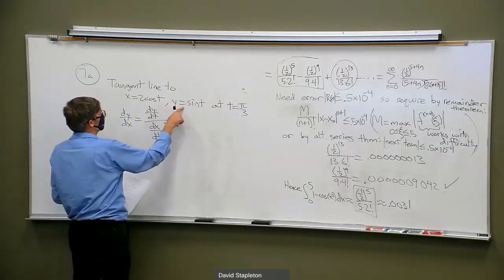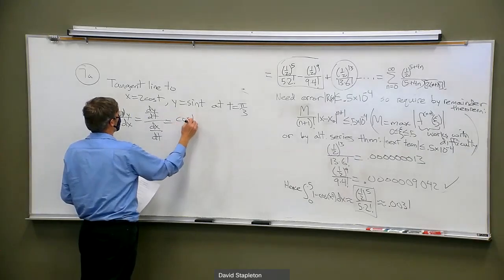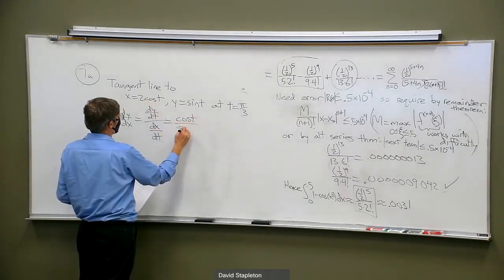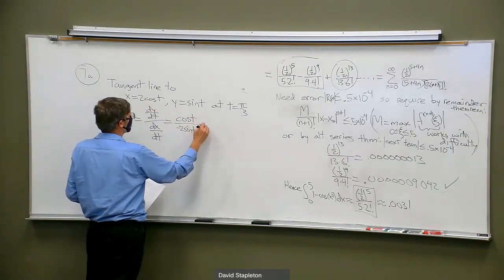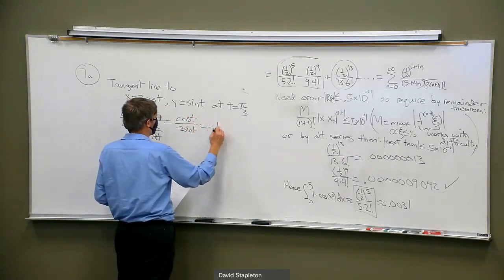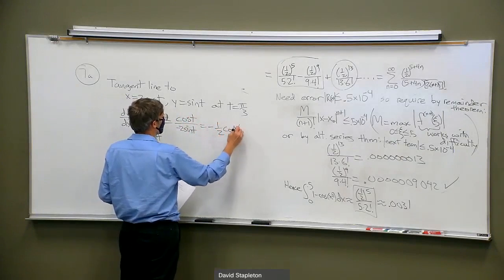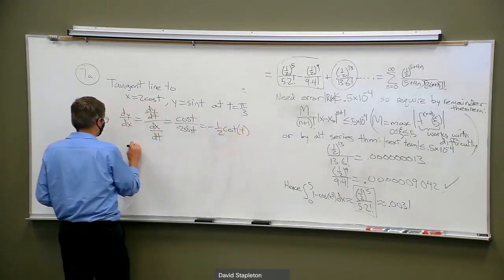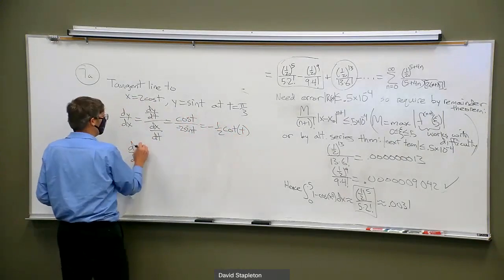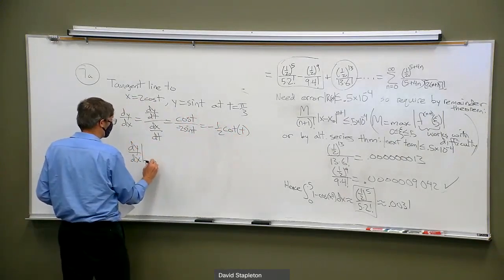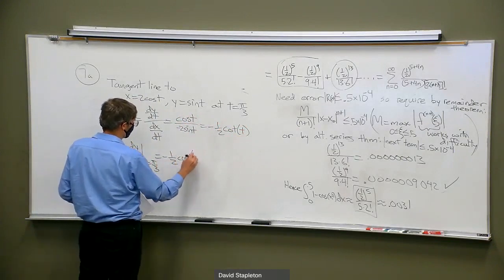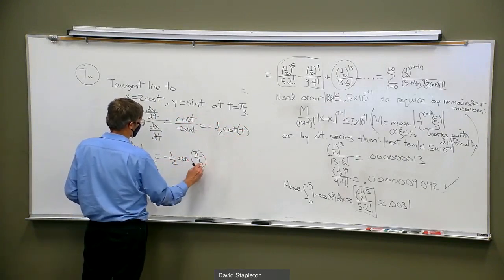So dy/dt is cosine, right, the derivative of sine is cosine. The derivative of 2 cosine is minus 2 sine. So we get minus a half cotangent t, and then dy/dx at t equals pi over 3 is minus a half cotangent pi over 3. We can figure that one out in the unit circle, right?